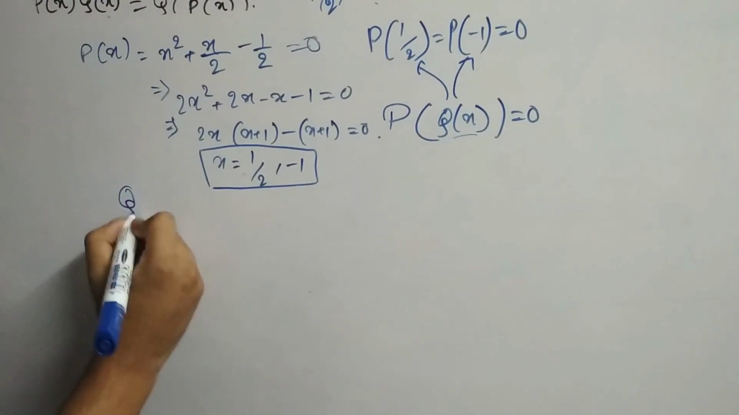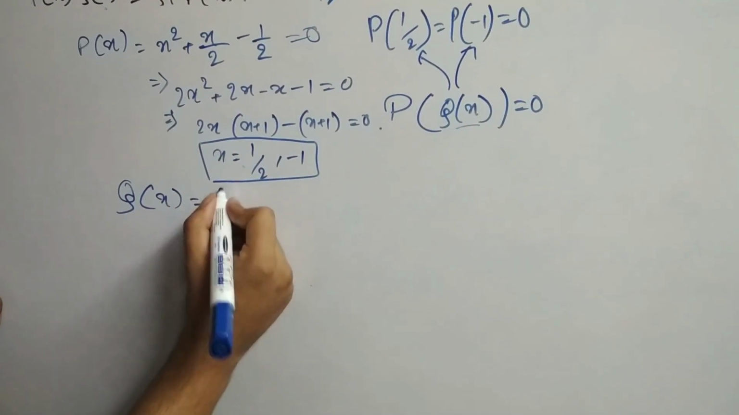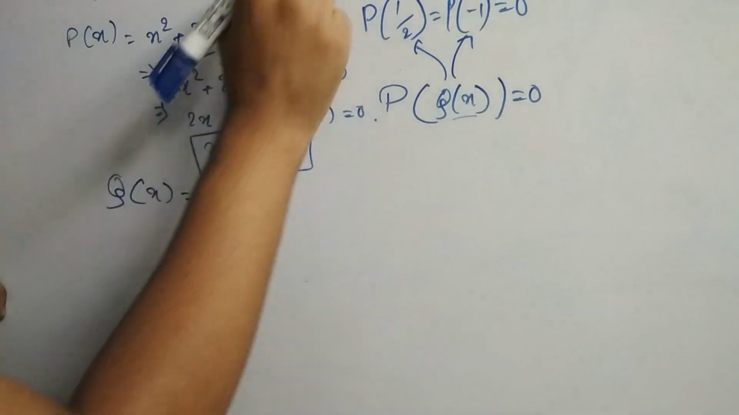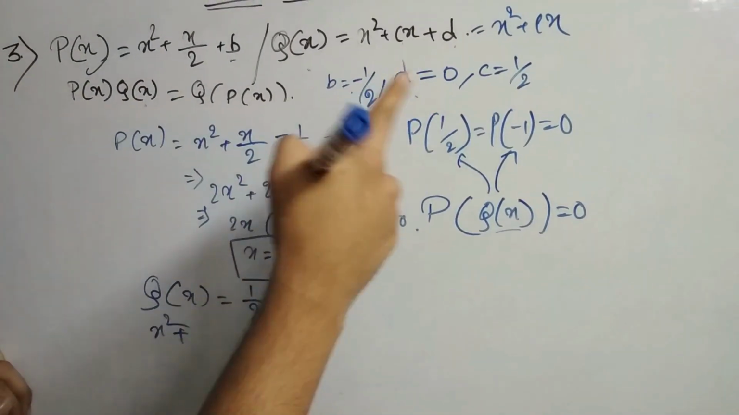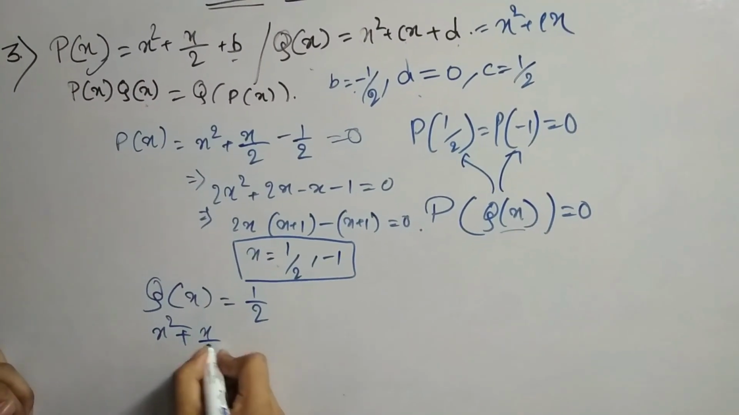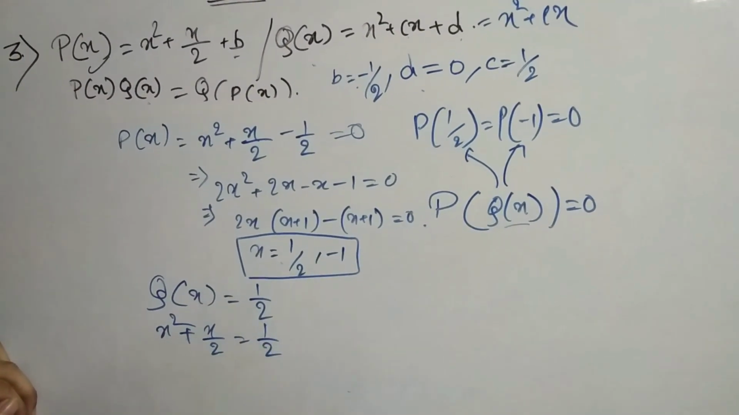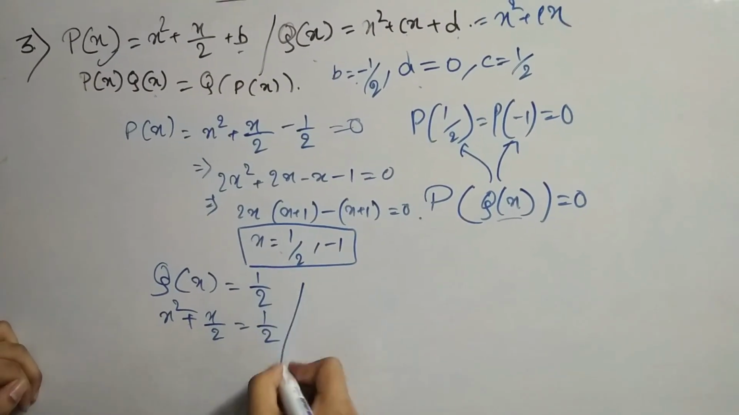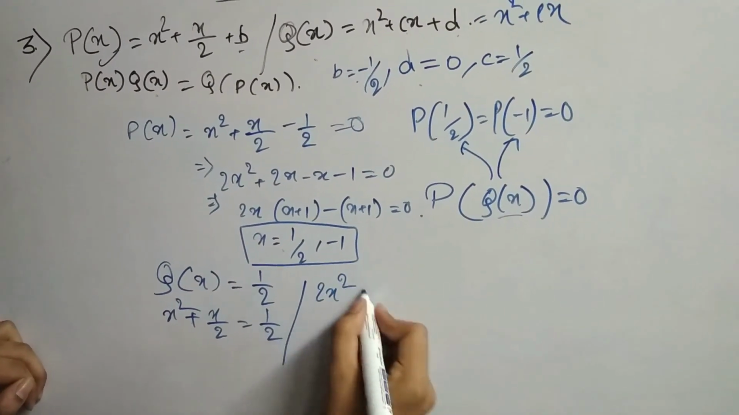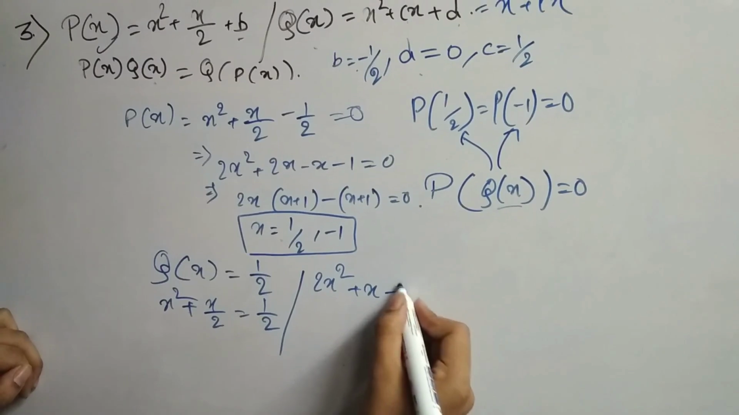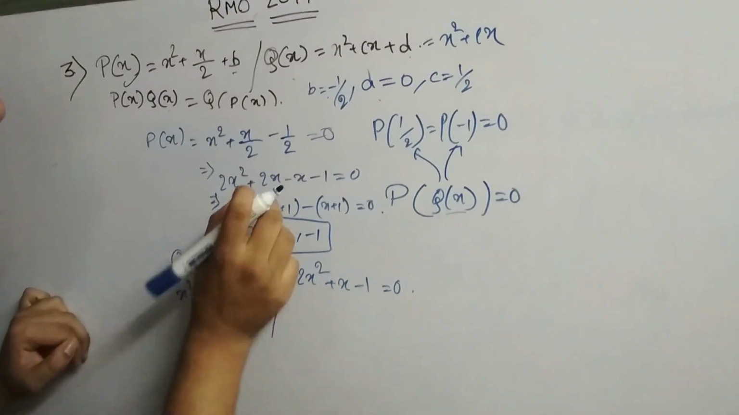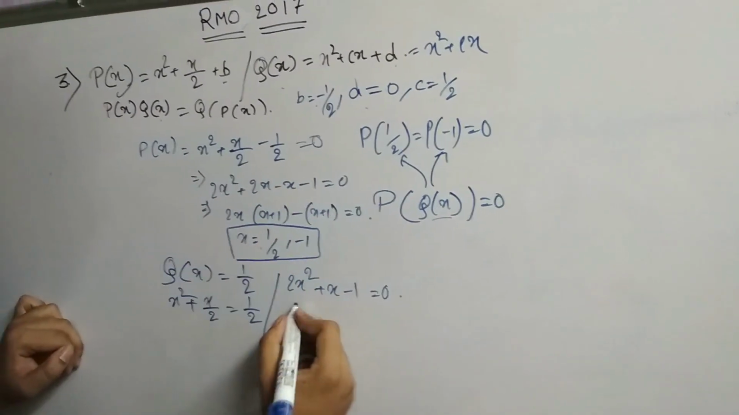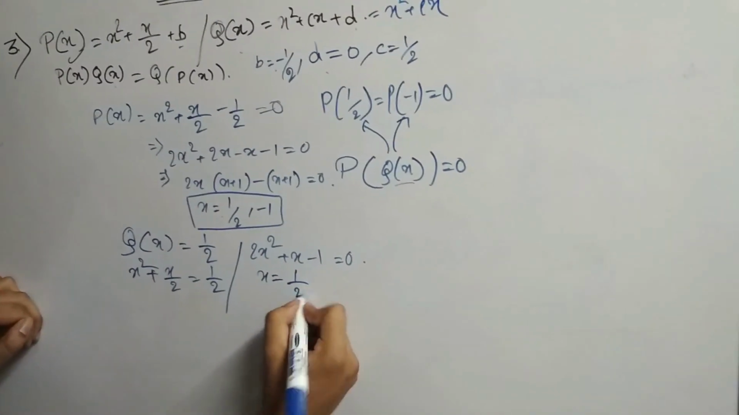If we equate Q(x) equals half, Q(x) is this one, so x squared plus x by 2 equals half. Let us multiply by 2 on both sides and we will get 2x squared plus x minus 1 equals 0. If we solve this, it is the same exact equation as before, and it will give you x equals half and minus 1.